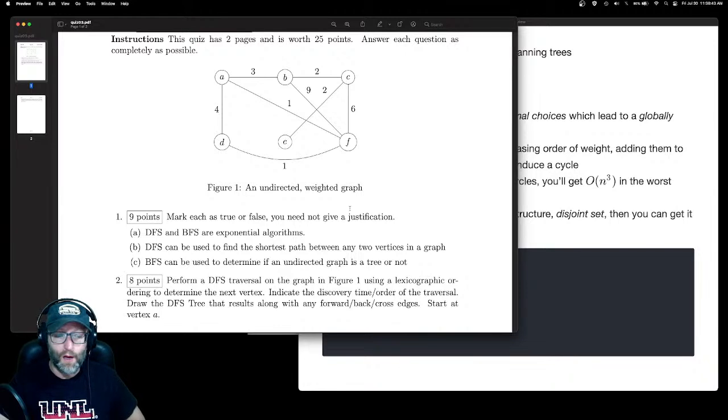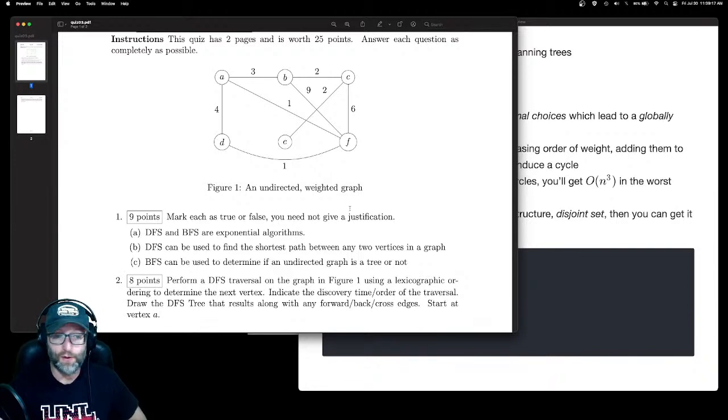Certainly not. If you did a naive DFS where you didn't keep track of where you've been and where you're going, like we did with the brute force Hamiltonian path problem, then sure, certainly it's going to be exponential. But BFS and DFS are only going to be linear algorithms because they examine each edge or vertex at most once. Or if processing is your elementary operation, then it's going to be order n because you only process each node at most once. So that's going to be false.